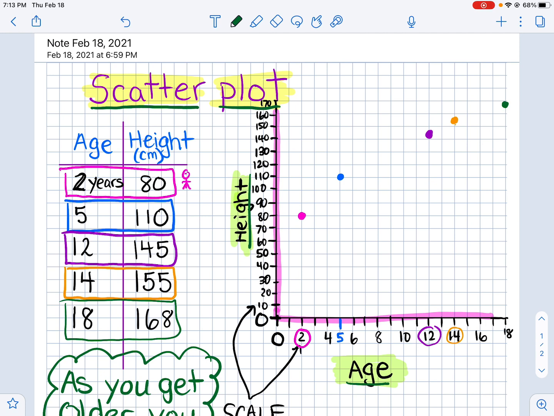And we can even add a line that shows us what the points are doing. So the points are going up to the right. So you can put a straight line on that shows the points are going up to the right. Okay, the end.